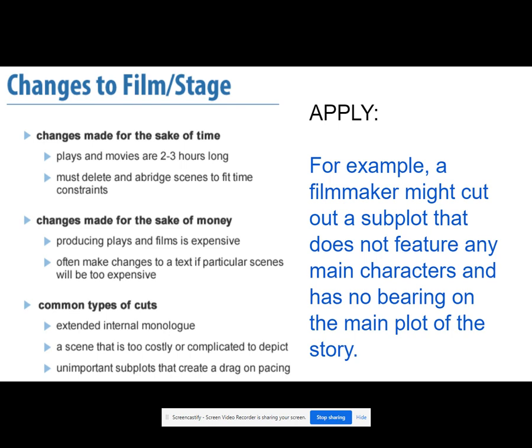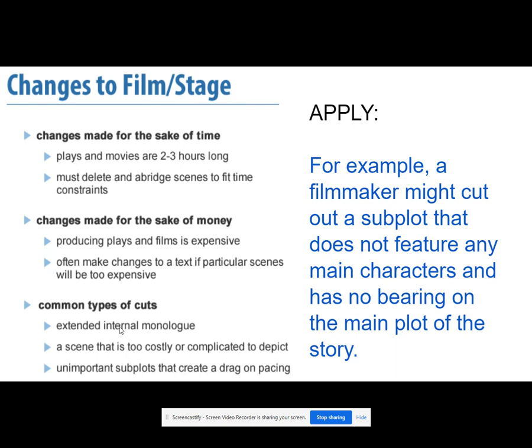So when we think about the original text, considering how does the director make changes and why? So we know that movies are pretty limited in time, so they're not going to be able to keep everything in there. They're going to have to make some cuts and delete and abridge some scenes to fit time constraints. There's also the issue of money. Now, luckily, with Anne Frank, since it was originally made into a play, the scene is pretty simple. So hopefully money won't be a big reason why the director is making cuts.